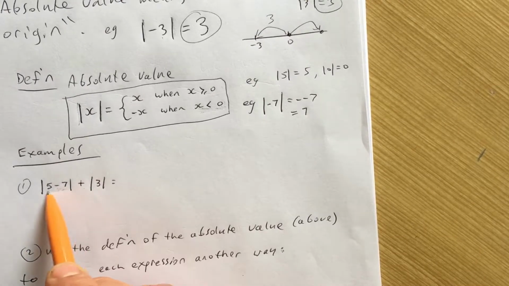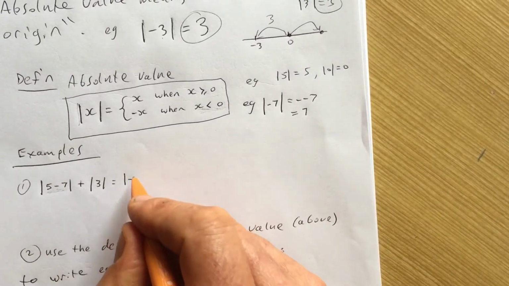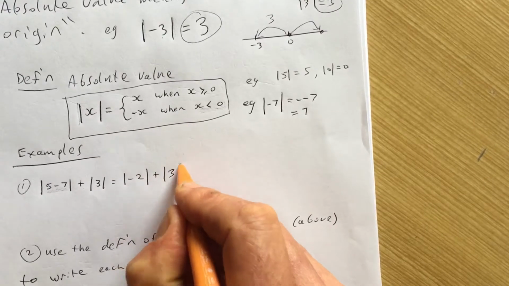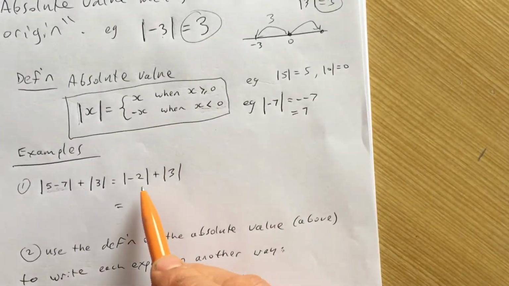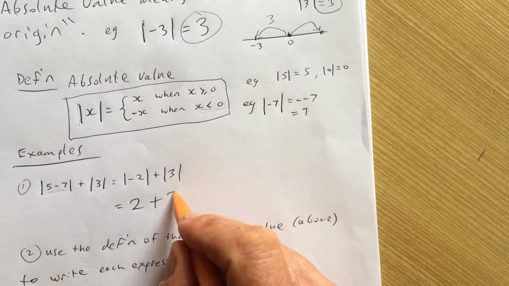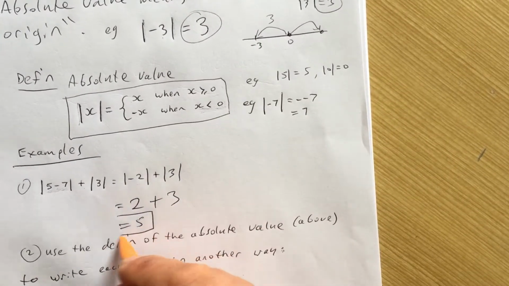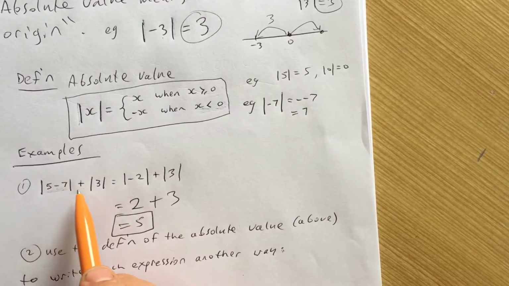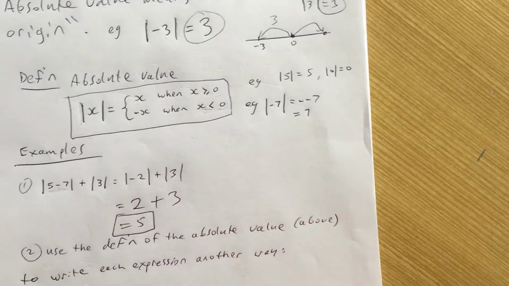Work out what that is first, and 5 minus 7 is minus 2, plus the absolute value of 3. Now the absolute value of minus 2 is 2, the absolute value of 3 is 3. So the absolute value of 5 minus 7 plus the absolute value of 3 is 5.